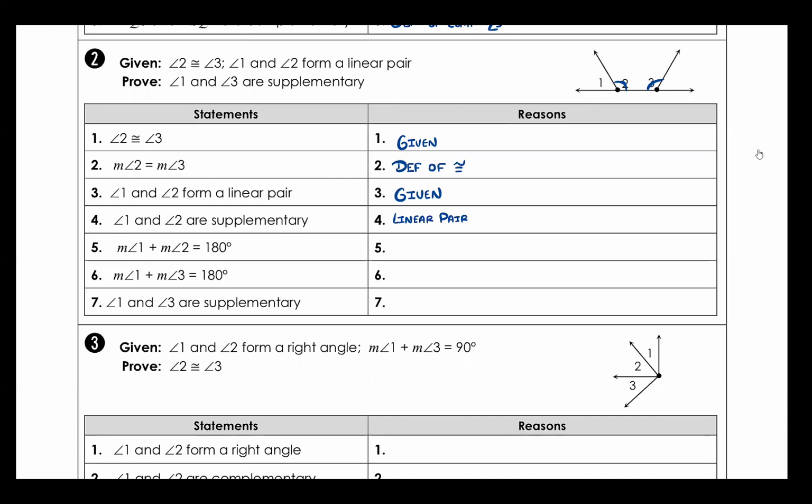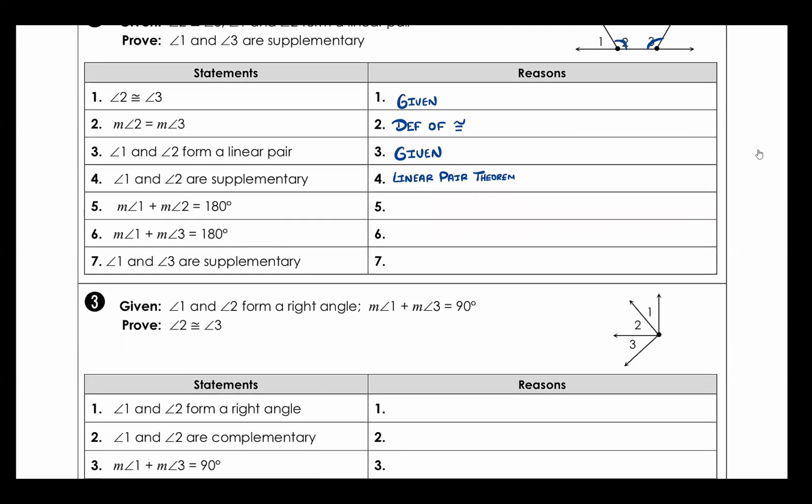Wait, but can't you only have a linear pair to be able to be supplementary? No. Remember, the same side interior angles are supplementary. So two angles add up to be 180 is what makes them supplementary. And there can be multiple ways. Measure of 1 and 2 is 180.